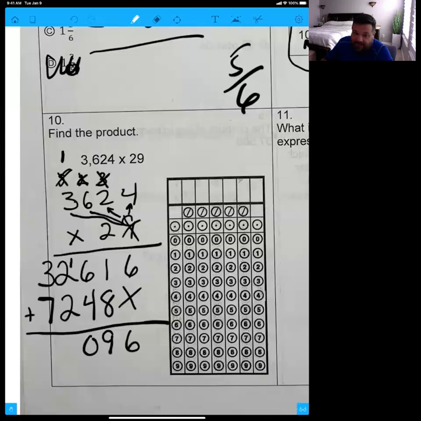This is where we miss the problem because for some reason we forget to regroup. 2 plus 2 is 4, plus 1 is 5. 7 plus 3 is 10. You get your answer as 105,096. There is no comma for the 100,000 place in here. So you have to go 105096.